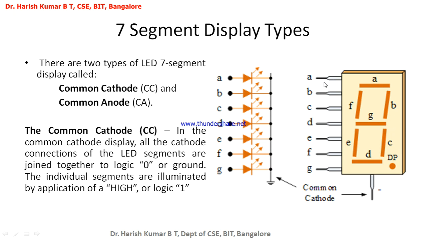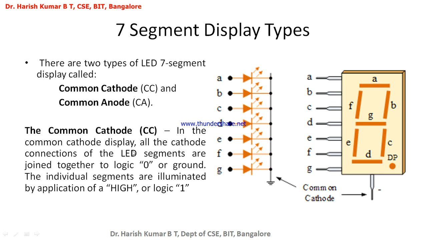So this is the anode terminal A, this is the anode terminal B. This is the anode terminal of this particular LED segment, and this is the anode terminal of this particular LED segment, and C is the anode terminal of this segment, and D, this pin is the anode terminal of D, this pin is the anode terminal of E, this pin is the anode terminal of F, and this pin is the anode terminal of G. And these are the cathode terminals of all the LEDs connected together, which will be connected to the ground.